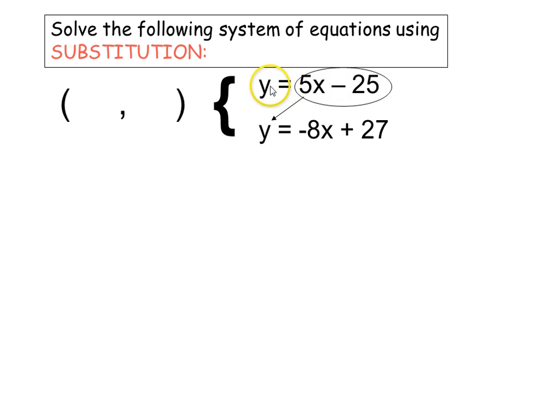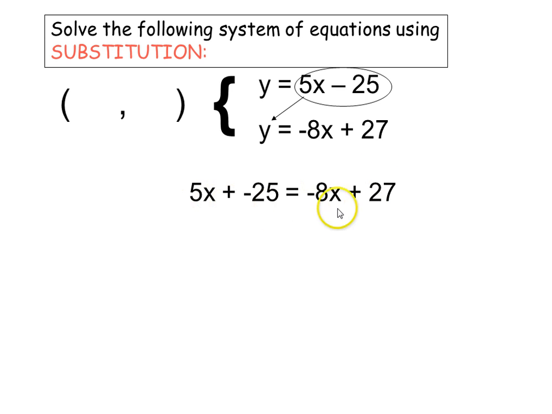Since this is equal to y, and these two are both y, I can just take this and plug it in to the bottom equation for y. And what I get when I do that is this equation. I get that 5x plus negative 25 is equal to negative 8x plus 27. These two things have to be equal because they are both equal to y. And since they're both equal to the same thing, these two must be equal also.